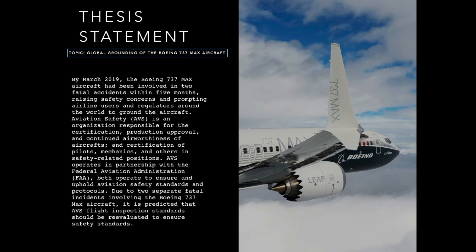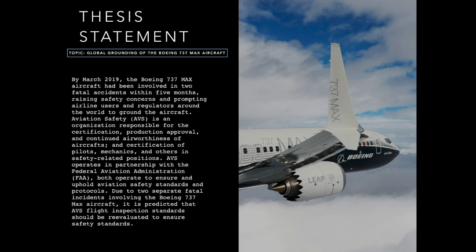Based on the information on the previous slide, we base our thesis statement on the global grounding of Boeing 737 MAX aircraft. The thesis statement is: by March 2019, the Boeing 737 MAX aircraft had been involved in 2 fatal accidents within 5 months, raising safety concerns and prompting airline users and regulators around the world to ground the aircraft.